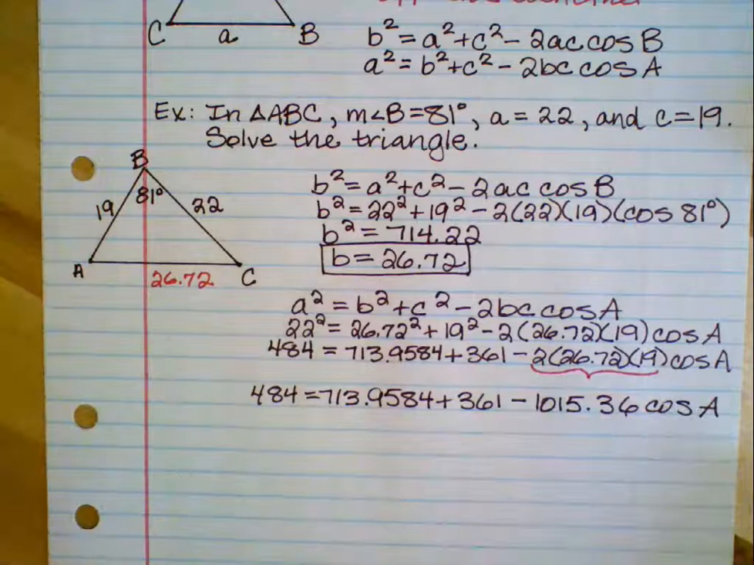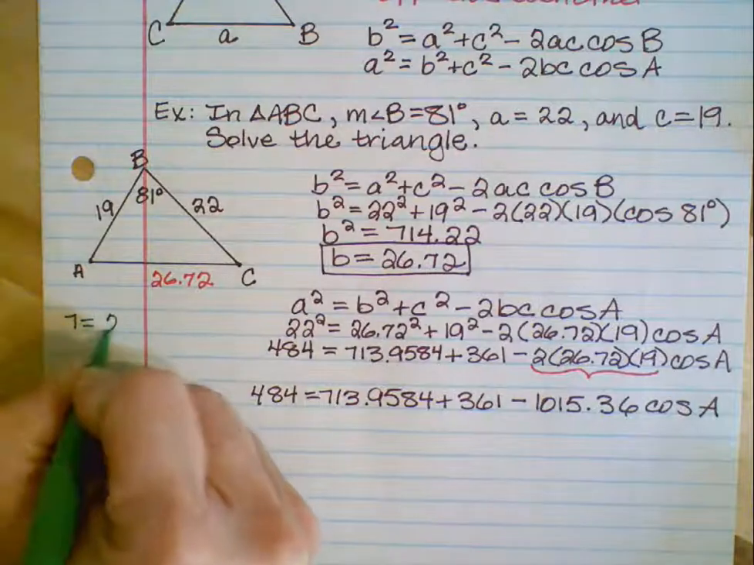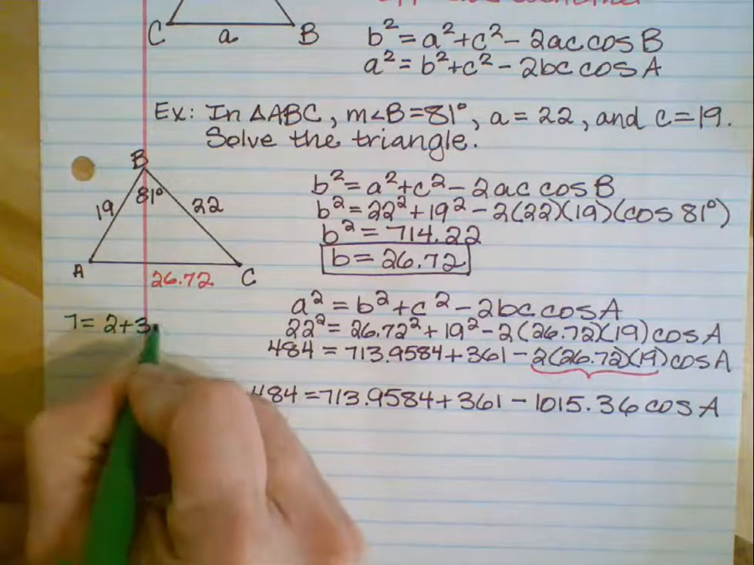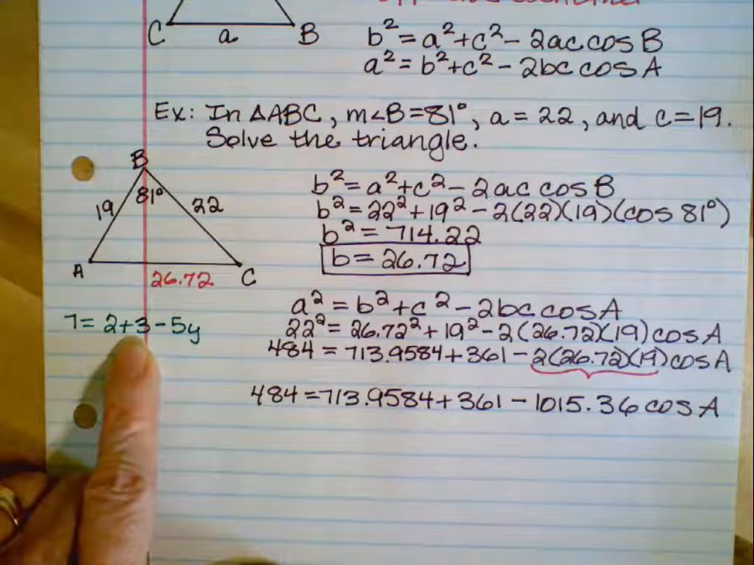Okay, so we've gone through grouping symbols, exponents, multiply and divide, which leaves us with addition and subtraction. And this is a place where people tend to make a mistake. I want you to take a side journey with me here for a moment. Let's assume that we have an equation 7 equals 2 plus 3 minus 5y. If you were asked to solve that equation for y, the first thing that you would do is combine these like terms 2 and 3.